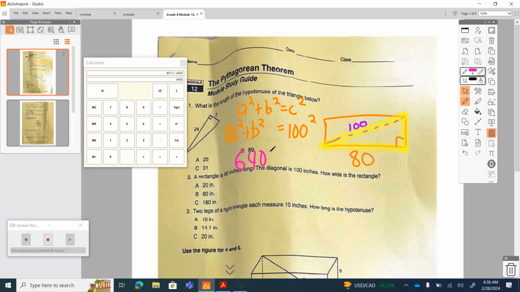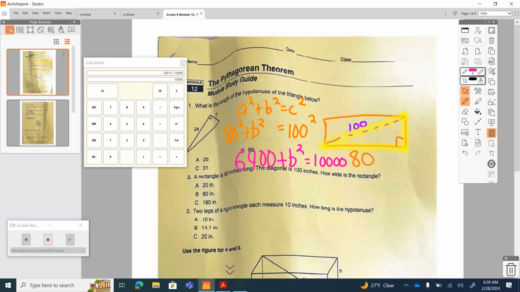6,400 plus b squared equals, I should be able to do this in my head, but as you can see, it is 6:39 in the morning. So that is a 1 with 4 zeros. Okay, so now I'm solving.